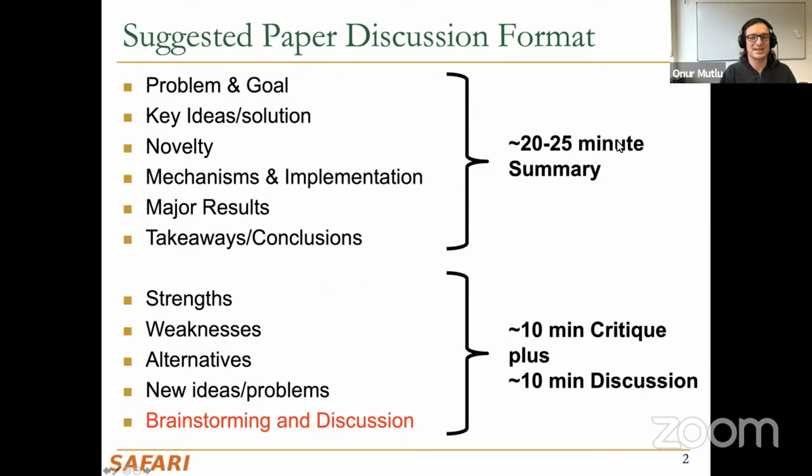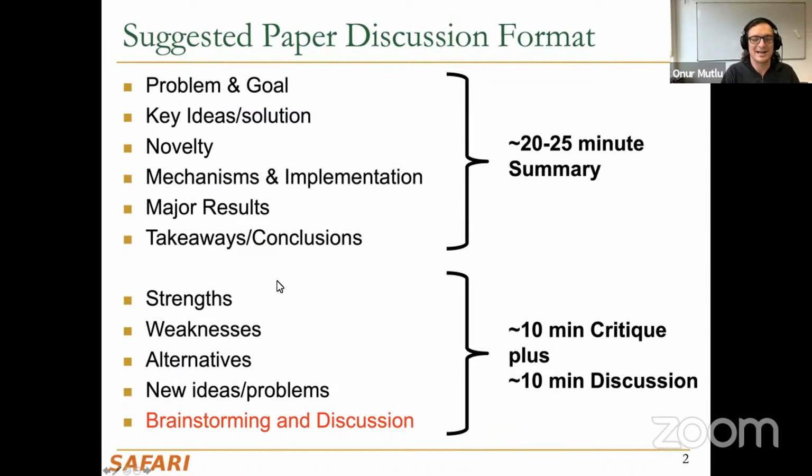Remember, this was the suggested paper discussion format. This is a good, well-tested method of analyzing papers in general. Basically, we want you to give a 20-25-minute summary and 10-minute critique plus 10-minute discussion. So hopefully everything will fit in 40 to 50 minutes, let's say. And the first part is really the summary of the paper. And the second part is more discussion of strengths, weaknesses, alternatives, new ideas and problems, and questions. Hopefully a nice discussion in the seminar.